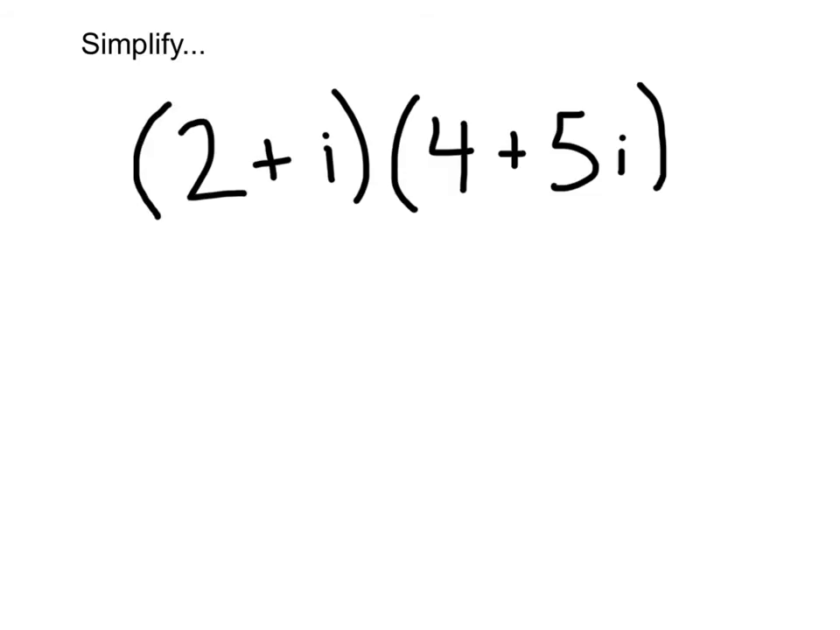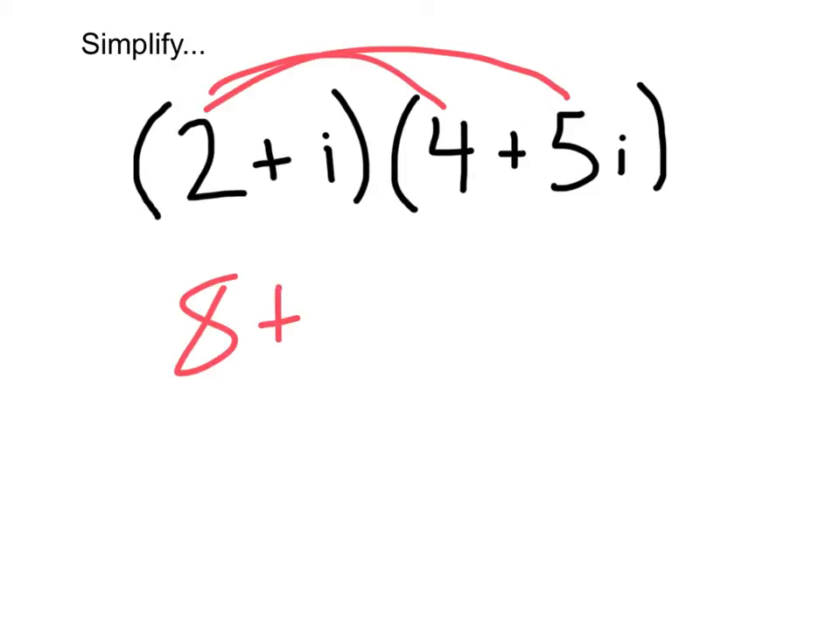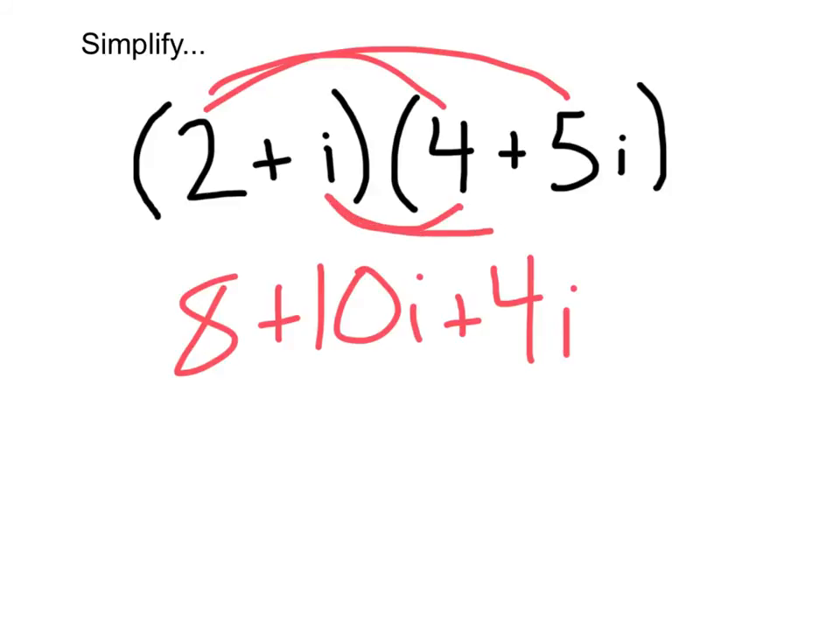Now what about multiplication? We can handle that too. Here we want to just distribute like normal. That'll give us 2 times 4, which is going to be 8. 2 times 5i, which is going to be plus 10i. i times 4, which is going to be plus 4i. And then i times 5i, which is going to be 5i squared.